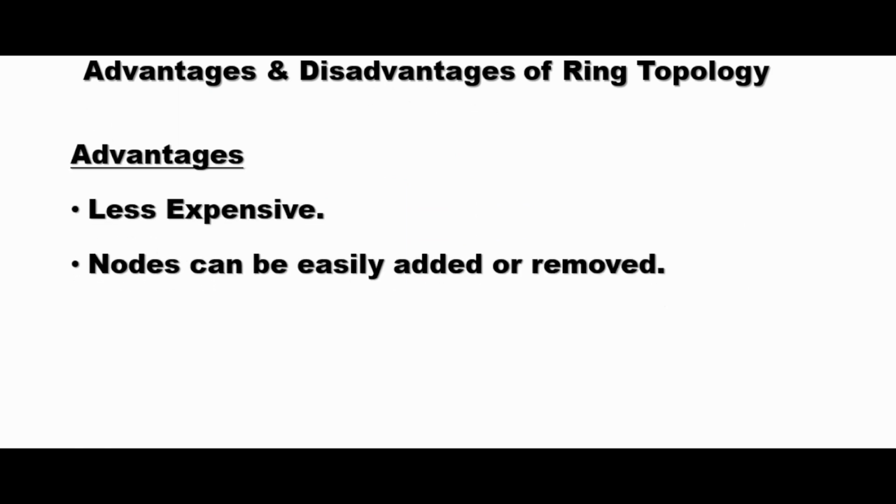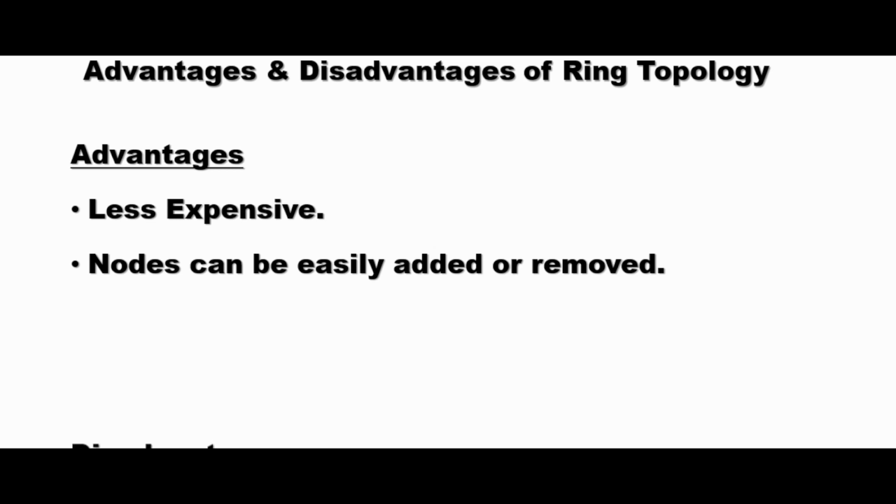The advantages and disadvantages of ring topology are as follows. First, the advantages. It is less expensive than star topology. Nodes can be easily replaced or added. So we can easily add or replace nodes or computers in this system.